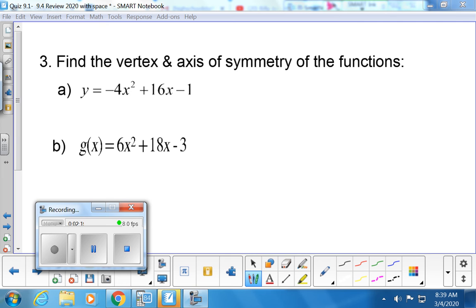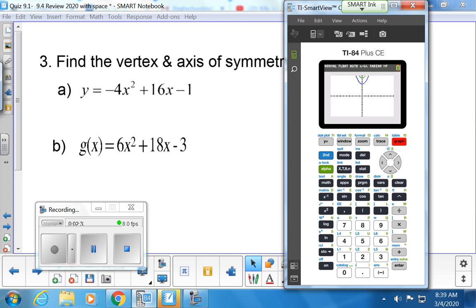Find the vertex and axis of symmetry. My first stop is always my table world, seeing if I can figure out the vertex from the table. If I cannot, then we'll utilize a formula, and I'll show you that formula. Let's type in part A: negative 4x squared plus 16x minus 1. It's going to be an upside down looking graph because of the negative 4 up front.